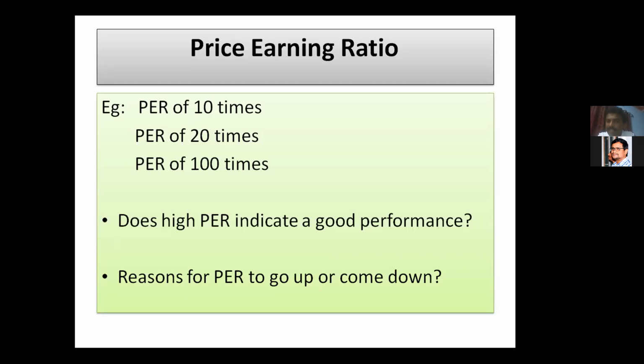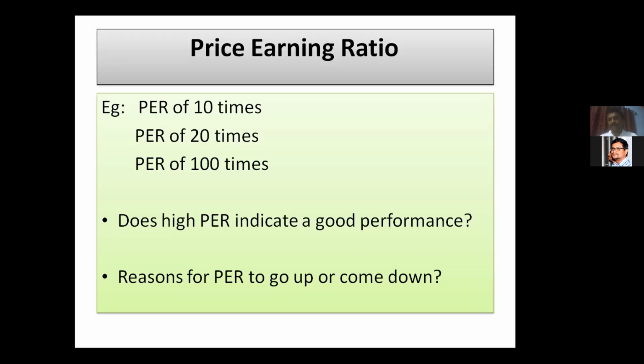Does high P ratio indicate a good performance? Definitely yes ಅಂತ ಹೇಳ್ಬೋದು. Higher the P ratio ಯಾವಾಗ ಆಗುತ್ತೆ? For a given level of earnings per share, the market price increase ಆದಾಗ P ratio ಜಾಸ್ತಿ ಆಗುತ್ತೆ. So high P ratio is good for the company, but not always. Conditions apply. ಆ conditions apply ಅನ್ನ ನಾವು ತುಂಬಾ ಕಾಶಿಯಸ್ ಆಗಿ ನೋಡ್ಬೇಕಾಗುತ್ತೆ. ಅದನ್ನ ಎಕ್ಸ್ಪ್ಲೇನ್ ಮಾಡ್ತೀನಿ ನಾನು.